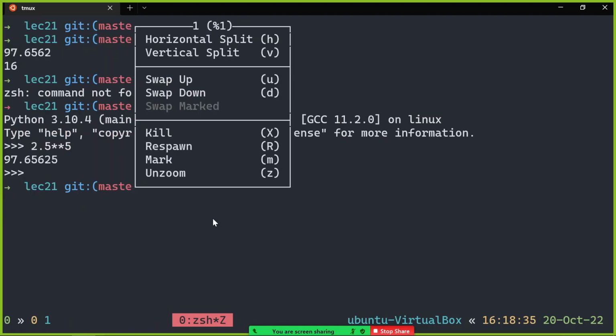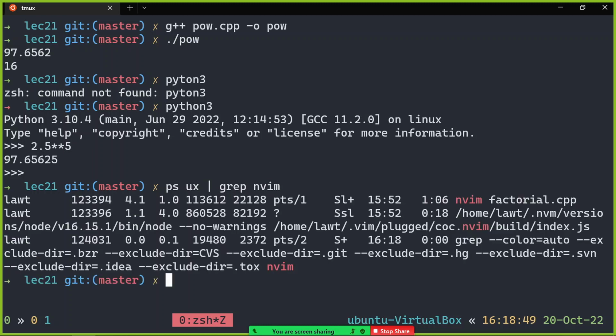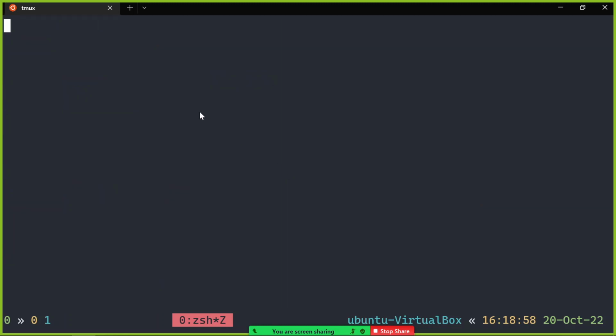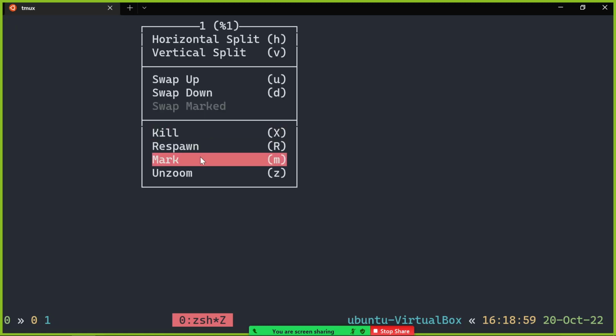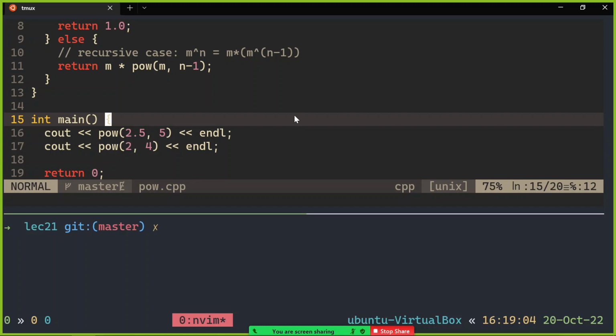Oh no, what have I just done? Interesting. I think I ended it. I didn't know you could do that. That's so cool. All right. Is it really not working? Yeah, it is there. How do I find it again? Respawn? No. Unzoom. There it goes. Okay, that was a weird thing that I just discovered I could do.